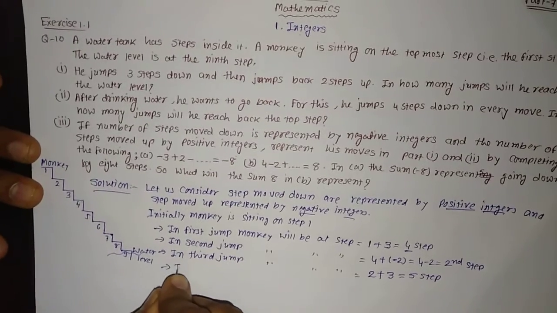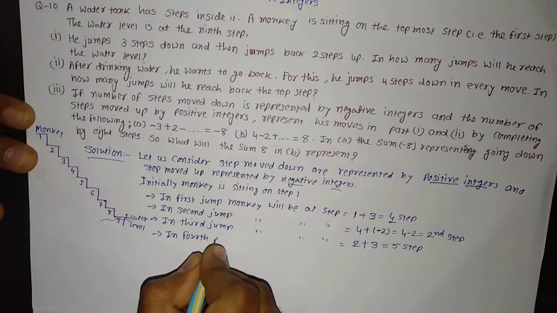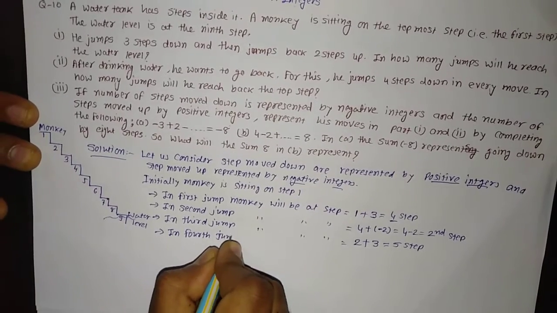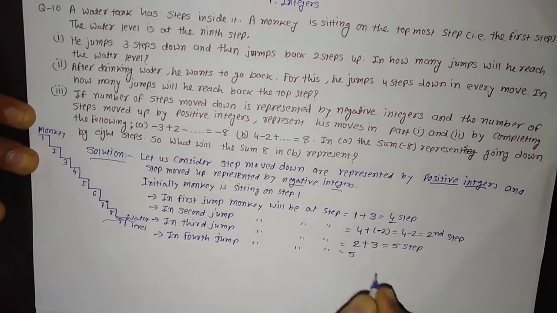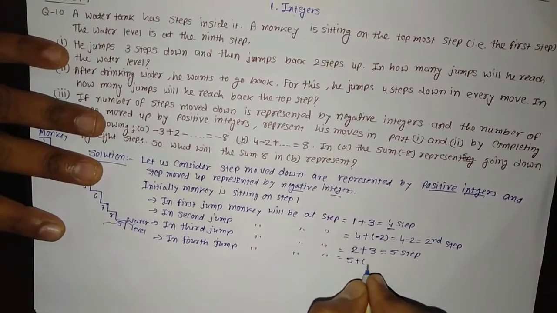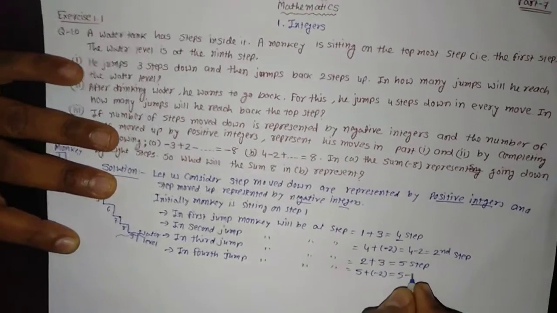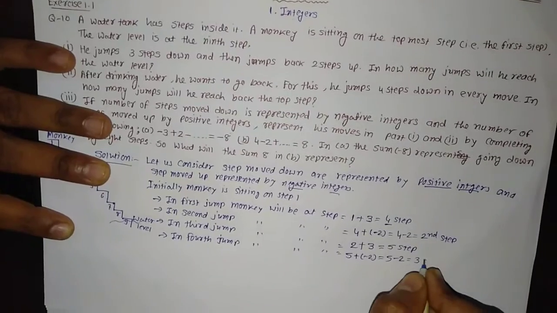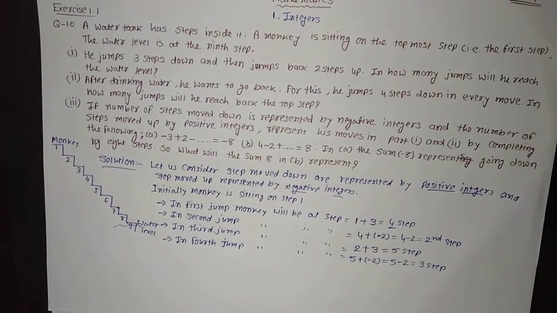Now again in 4th jump, where will be the monkey? Presently the monkey is on the 5th step. Again the monkey will come back 2 steps. So plus minus 2. Again 5 plus minus, minus. 5 minus 2 is equal to 3rd step. So on the 4th jump monkey will be on 3rd step.